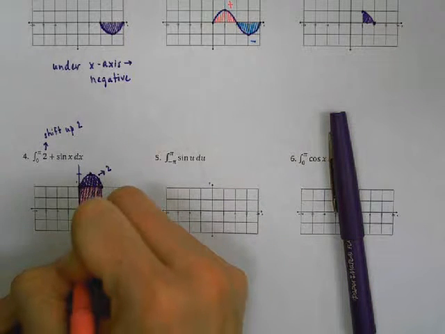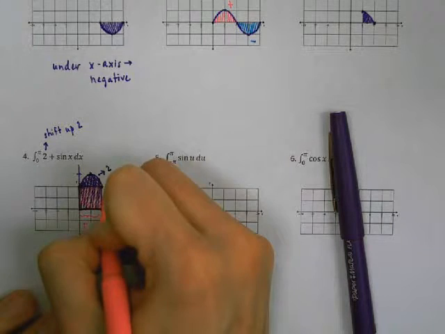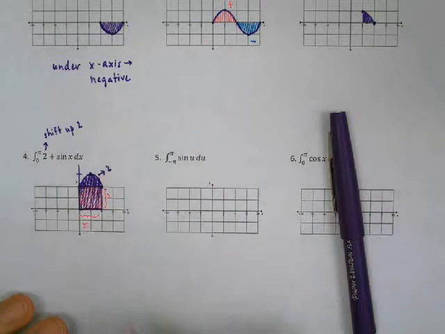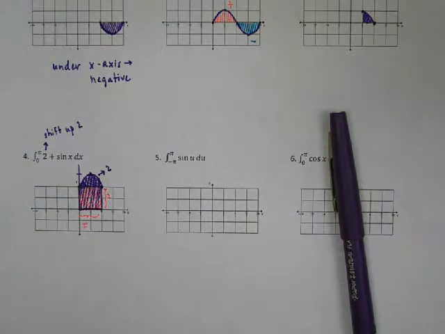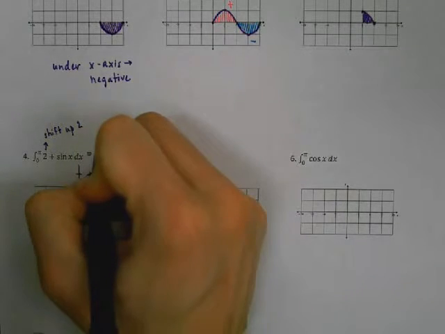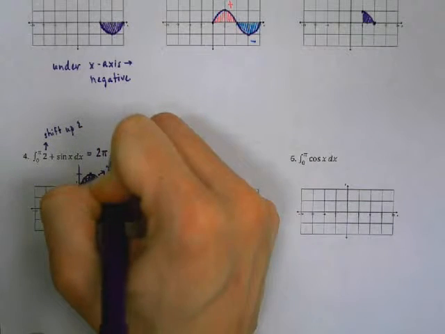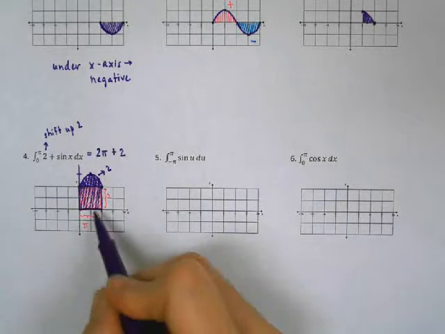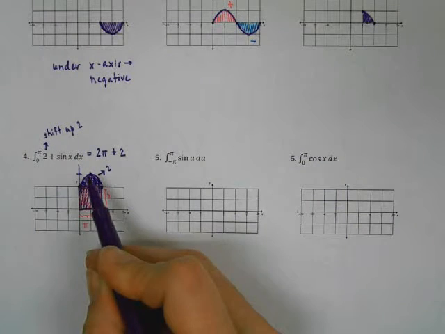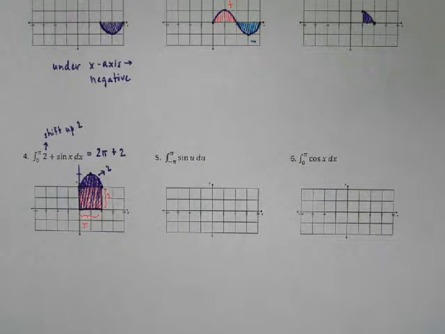Its base here is pi, and its height is 2, so it's a rectangle, so its area is 2 pi. So the value of this integral is going to be 2 pi plus 2. So the area of my rectangle plus that area here, which is 2.